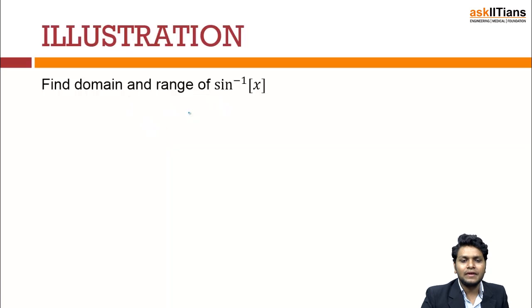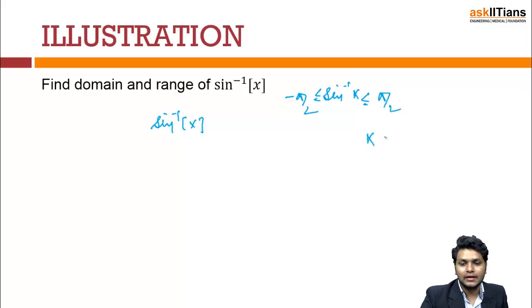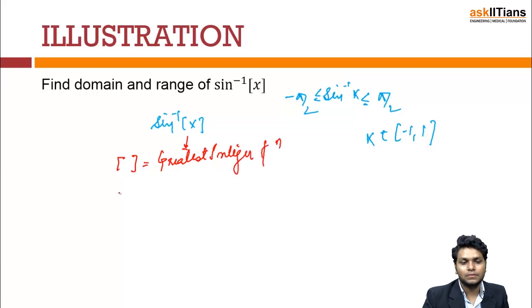The question says, find the domain and range of sin inverse of the greatest integer function of x. And you have seen from the graph that sin inverse x is a value which ranges from minus pi by 2 to pi by 2, where the x that it can take will be from minus 1 to 1. But here it's a bit different. I have something in square brackets, and from normal referencing knowledge I know this represents the greatest integer function. So this greatest integer function is between minus 1 and 1.